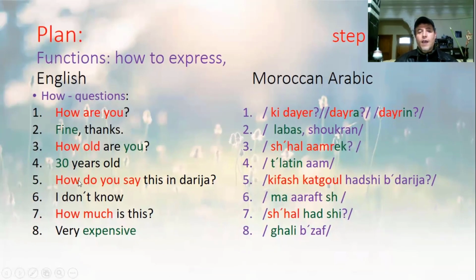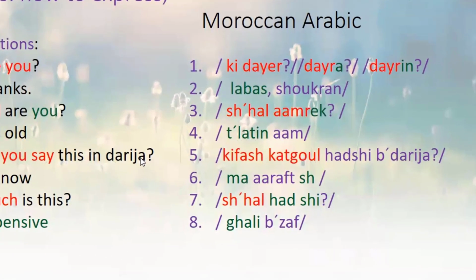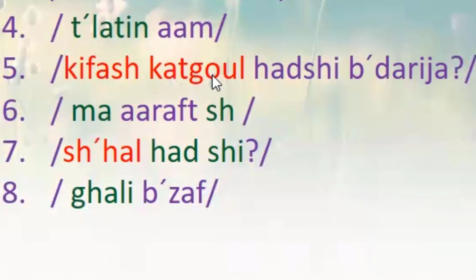Number 5, how do you say this in Darija? So how do you say كيفاش كتقول? This is هادشي. So this is a demonstrative adjective, sometimes used as a demonstrative pronoun. So how do you say this in Darija? كيفاش كتقول هادشي بالدارجة, in Moroccan Arabic, بالمغربية, الدارجة المغربية.